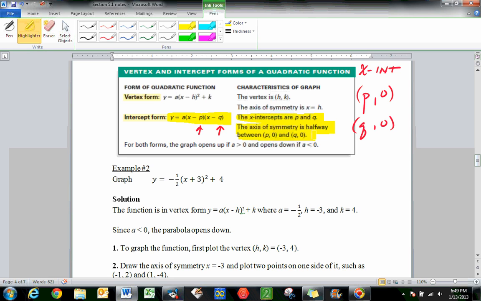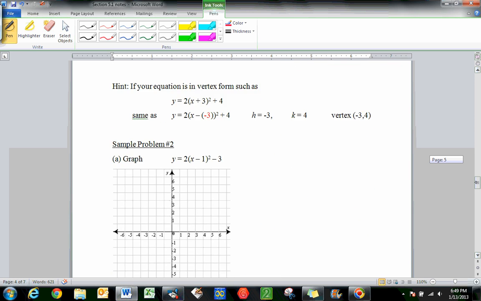So if we take a look, as always, we have an a value as well, and if that a value is positive, it opens up. If it's negative, it opens down, and of course it acts the same way as it did in previous quadratic functions. So let's take a look at an example of an intercept form graphing example.